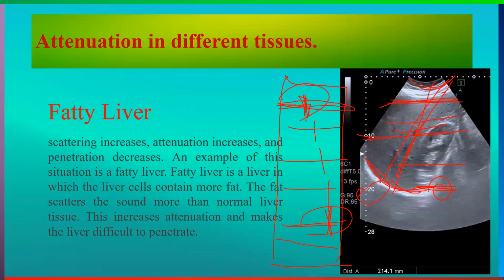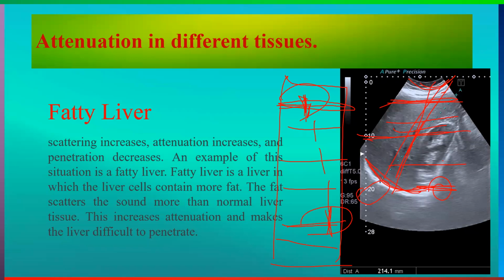So if there is a large amount of fat accumulated in the liver, there will be more attenuation in terms of scattering, and the sound wave will not reach the diaphragm, and that will be grade 3 fatty liver or severe fatty liver. But if the fat accumulation is a little bit less, then what will happen?